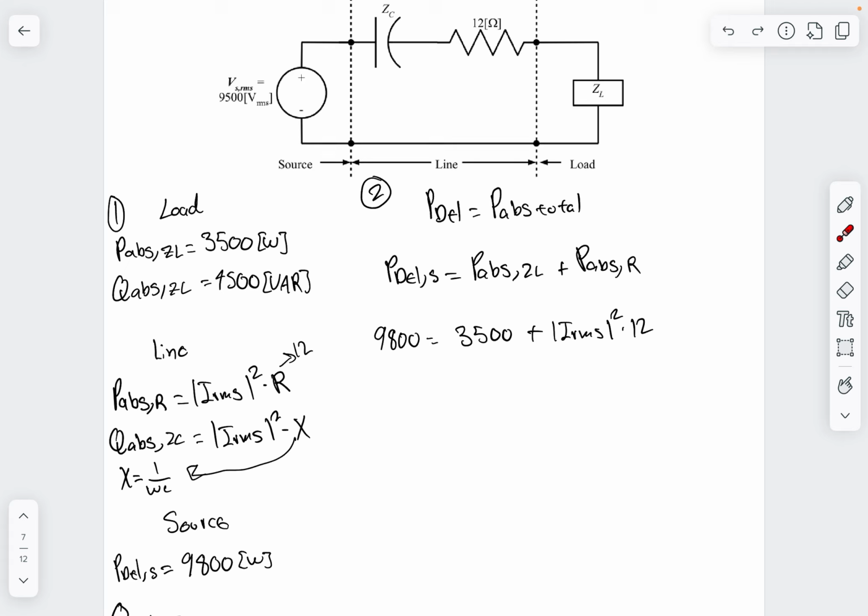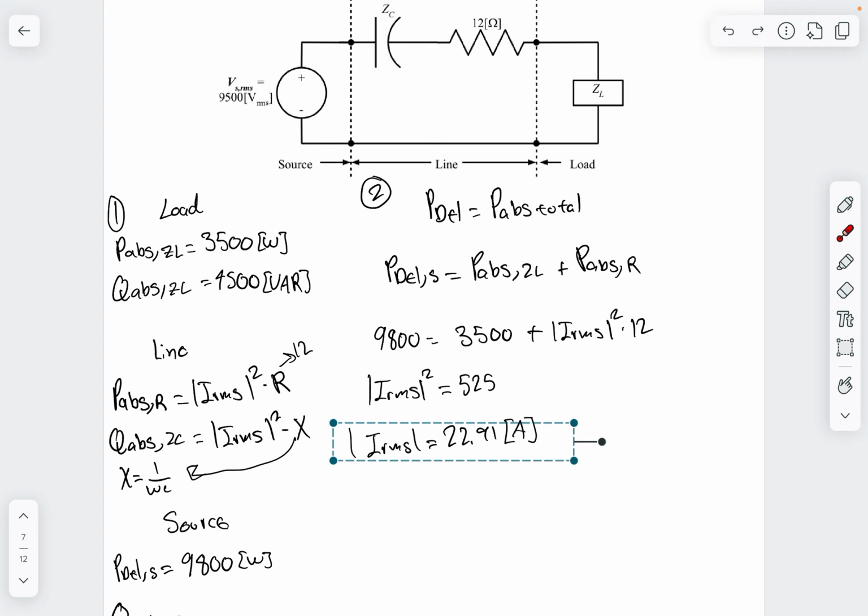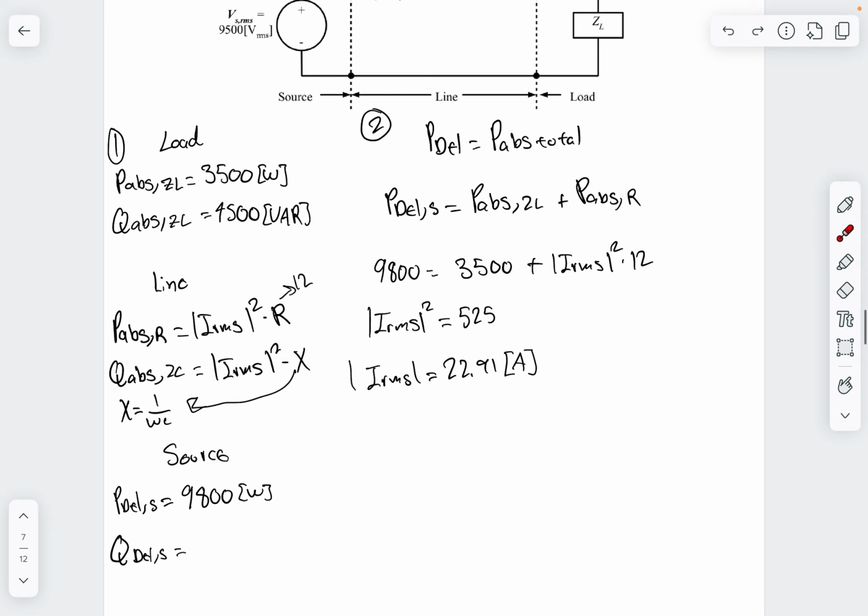From here, we're just going to solve for the current. That'd be simple. We just subtract 3,500 from both sides and then divide by 12. We're going to get that the magnitude of the current squared is equal to 525. From that, we can just square root both sides. And boom, we're able to find that the current RMS flowing through this circuit, the magnitude of it, is 22.91 amps. So we found the first part.